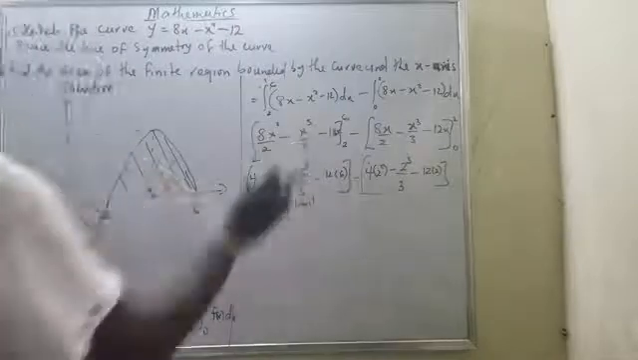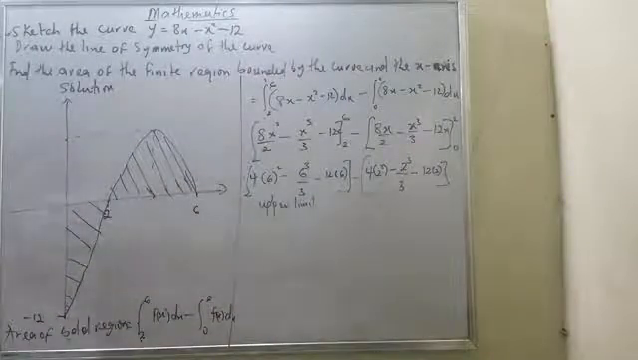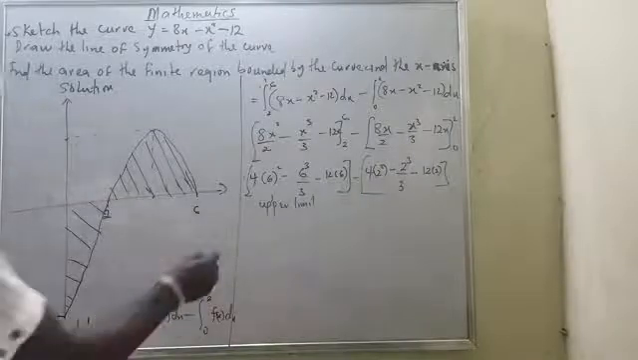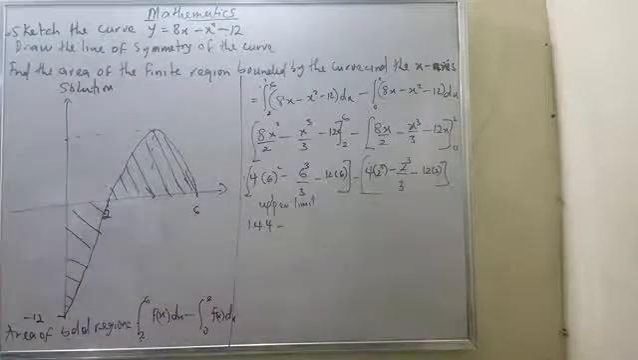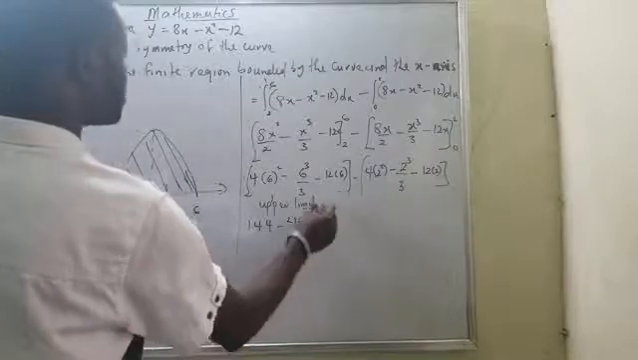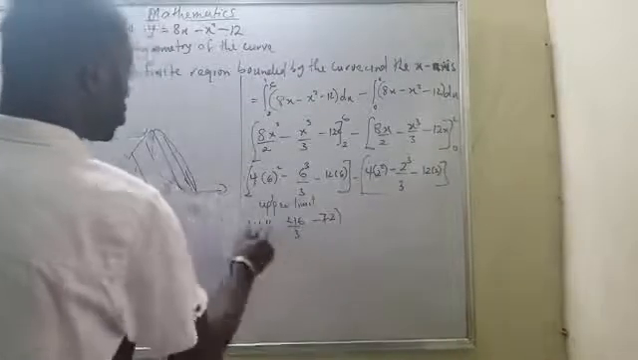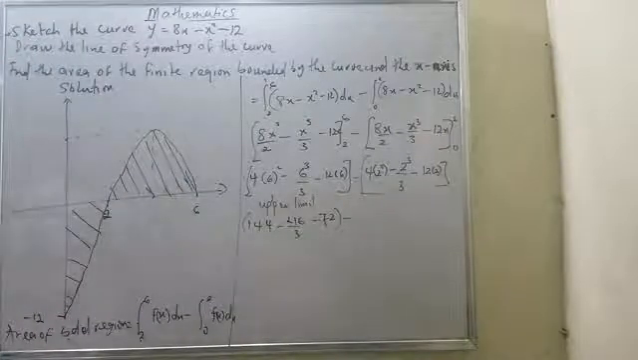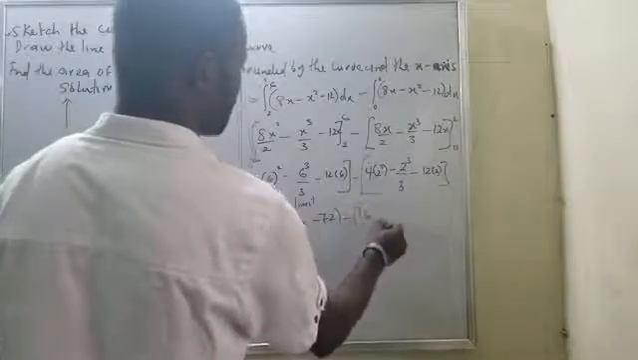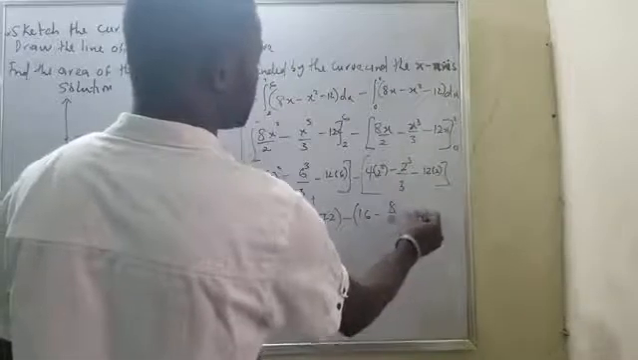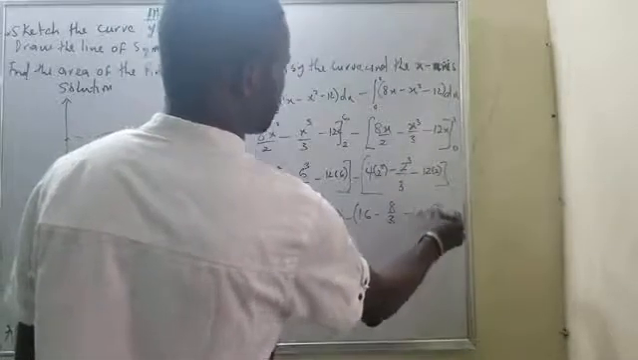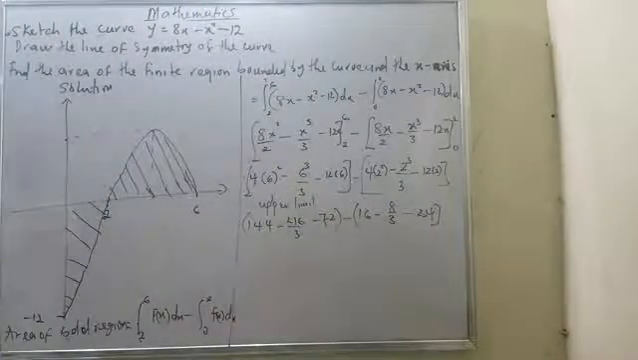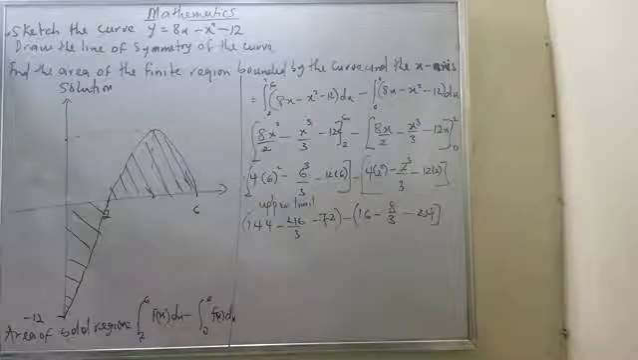Now, at this point, if I should guess right, I'll be having 144 minus 216 divided by 3 minus 72, minus, that also will give me 16 minus 8 over 3 minus 24. By so doing this, now it will be equals to, I'll be very fast at this point, it will be equals to 8.